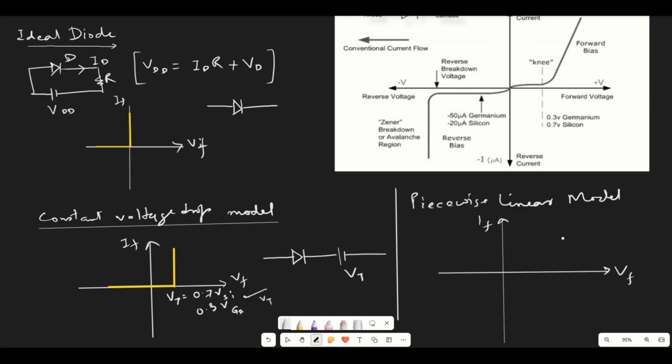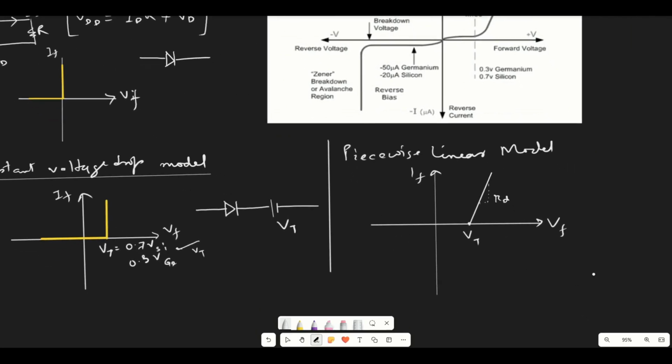So as we have considered in the constant voltage model, the conduction should take place after 0.7 or the Vt. Now in the piecewise linear model, after this, the graph will have a linear response, or it will increase linearly. So that represents a constant voltage drop model, and due to this, we'll be having a resistance. If we measure the resistance here, then it will come as Rd.